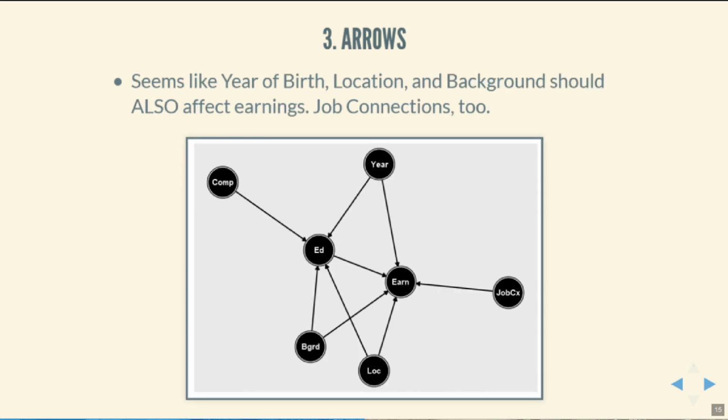Next, we might think that there are some variables that are going to affect your earnings directly as well. So some of the background variables that we already put in, like what year you're born, or location, or your background, those are probably going to affect your earnings directly. So we draw arrows from those to earnings.